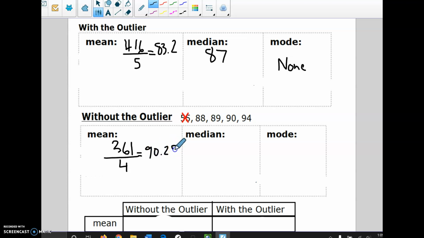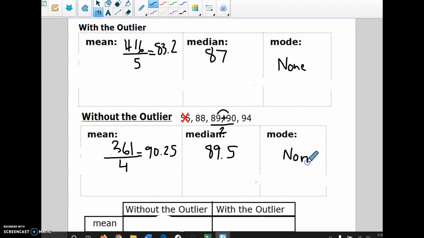The median is the middle number, so it's between these two. So I would add these together and then divide by 2. So 89 plus 90 equals, divide by 2. And that would be 89.5. And there's still no mode. None.